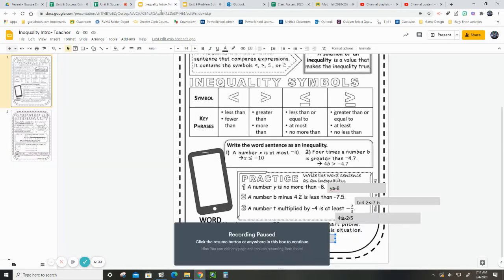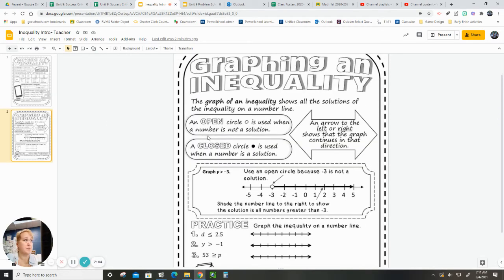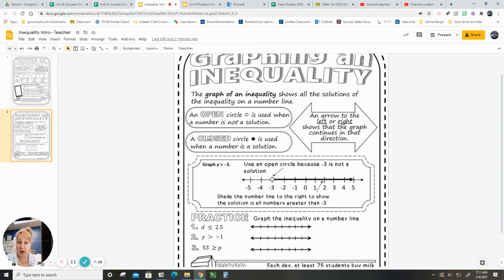So coming back over to where we were, we're going to go to the second page, second slide, and talk about graphing an inequality. No, we're not going to use the X and the Y axis and that sort of stuff. This is just on a number line. So graphing an inequality. The graph of an inequality shows all the solutions of the inequality on a number line. You can't list an infinite amount. Like I can't do 1, 1.001, 1.002, but on a number line you can.